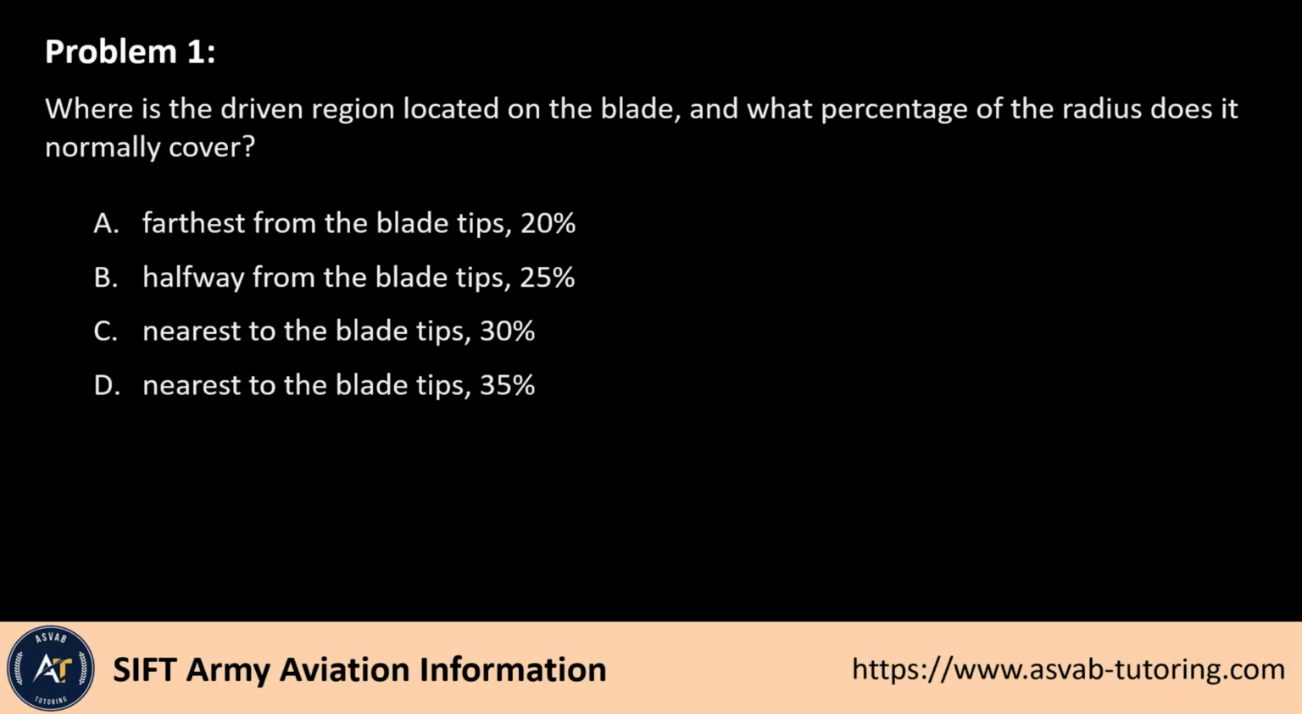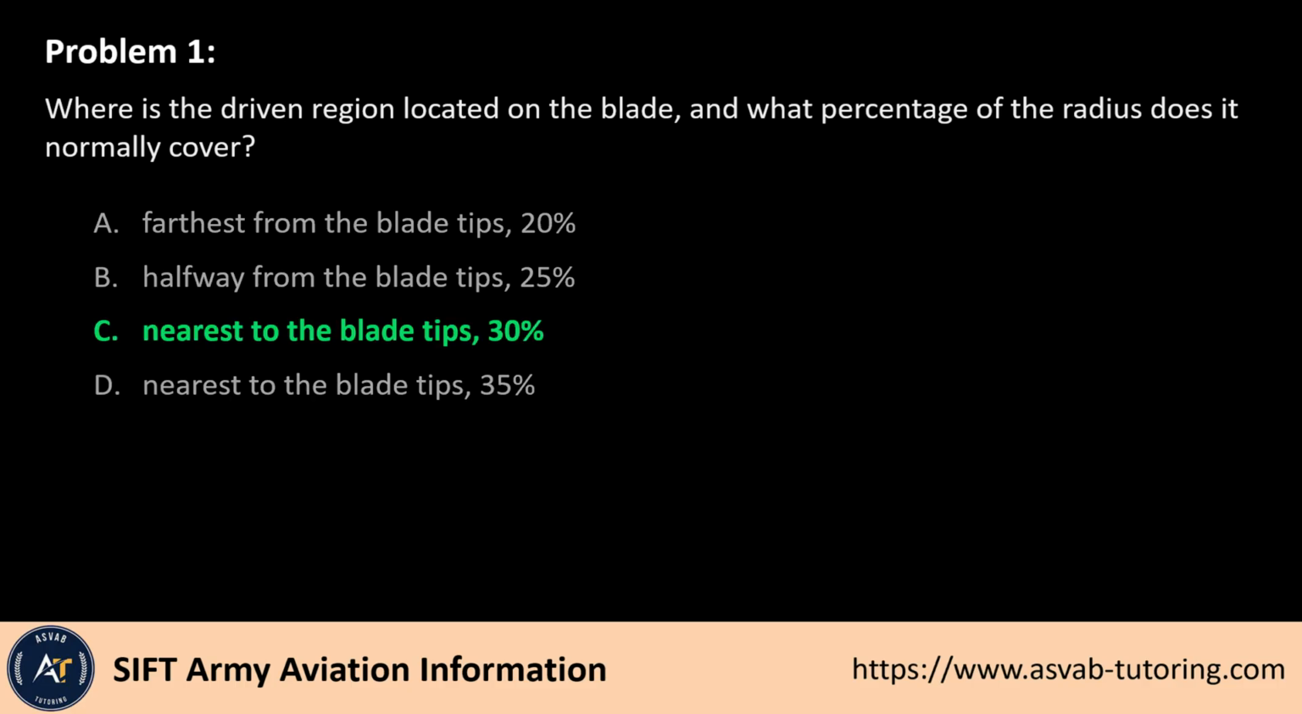Question 1. Where is the driven region located on the blade, and what percentage of the radius does it normally cover? A. Farthest from the blade tips, 20%. B. Halfway from the blade tips, 25%. C. Nearest to the blade tips, 30%. D. Nearest to the blade tips, 35%.